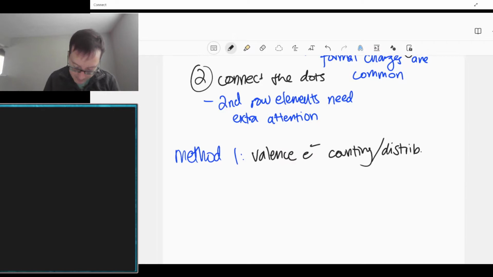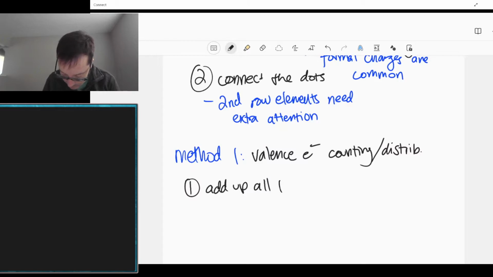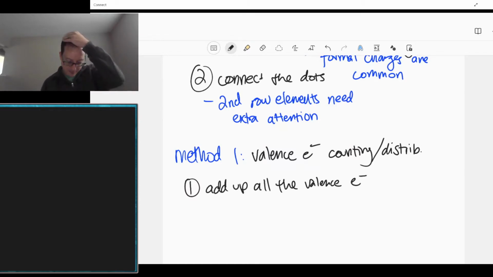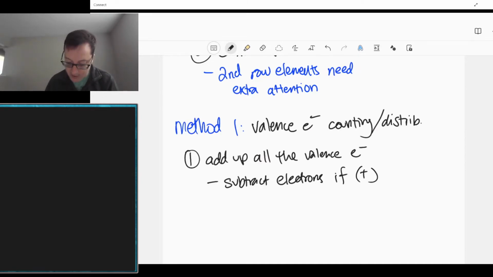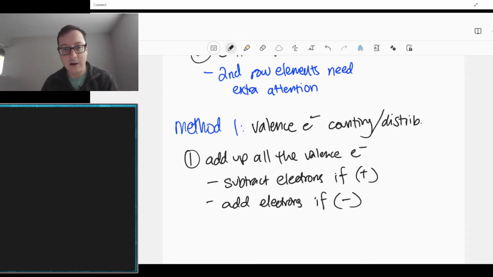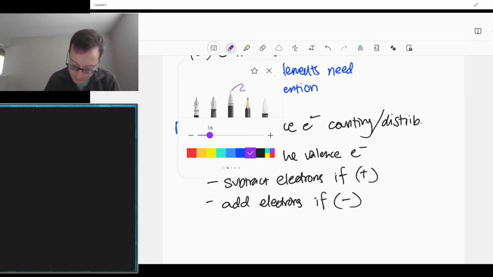So for this one, you want to add up all the valence electrons. That is obviously, if we're going to do valence electron counting, it would make sense that we would count our valence electrons. So that's the first step. We would need to subtract electrons if something is positive, and we would need to add electrons if negative, right?